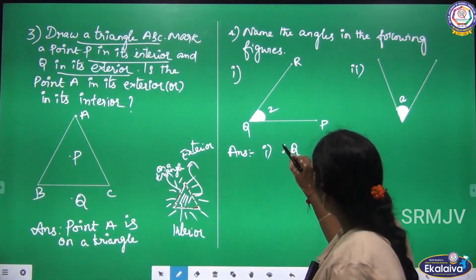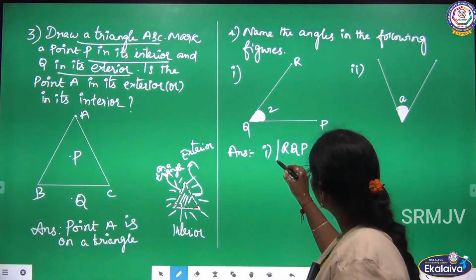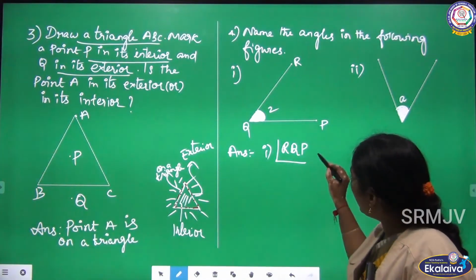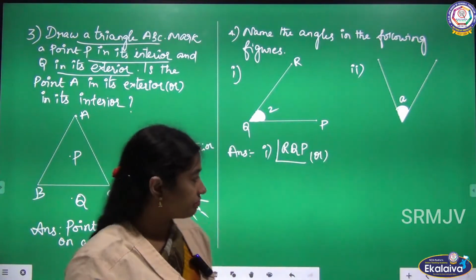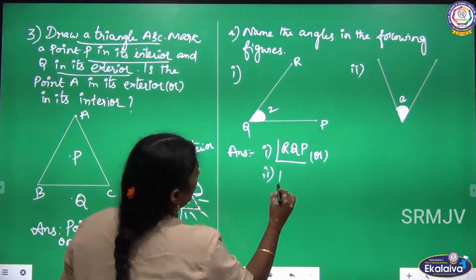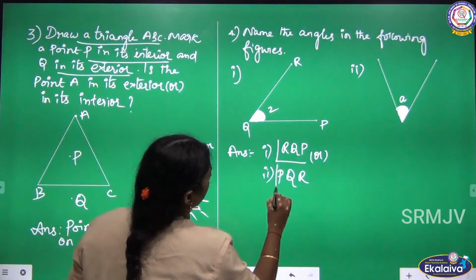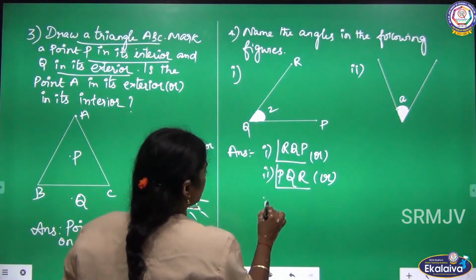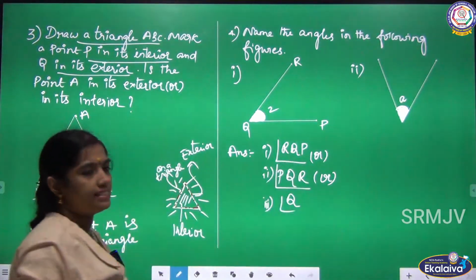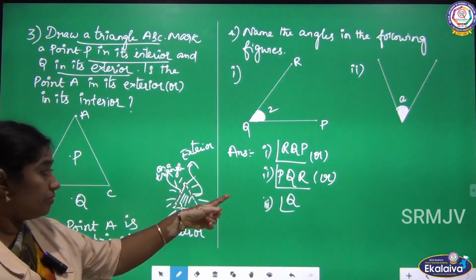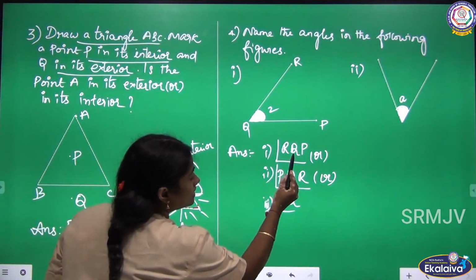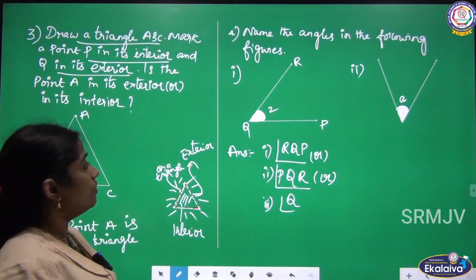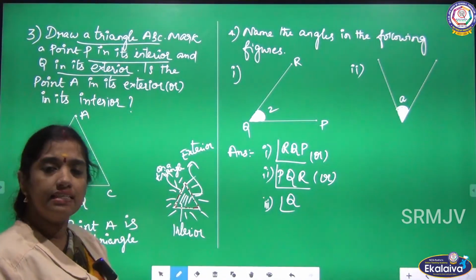I can write RQP. Angle means I am going to write like this. Got it? So RQP, or else I can write PQR. This is also correct. Or I can write angle Q. See, in these 3 ways, what you have written is correct. But see, the middle part is what? Q, Q, Q. So here the angle is formed. Got it? Where the vertex is placed, there the angle is formed.